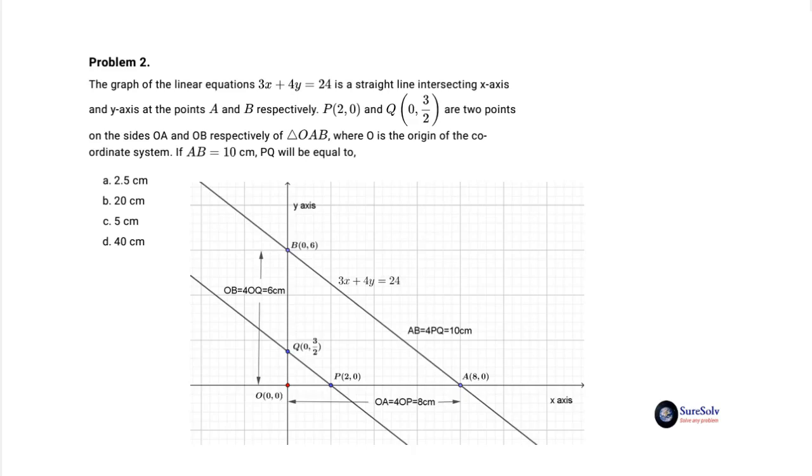In the two triangles OAB and OPQ, the ratios of corresponding sides OP by OA equal to OQ by OB equal to 1 by 4. And the included angle AOB, the right angle at the origin O, is also the same. By the side angle side criterion of similarity of two triangles, the two triangles OAB and OPQ will be similar.